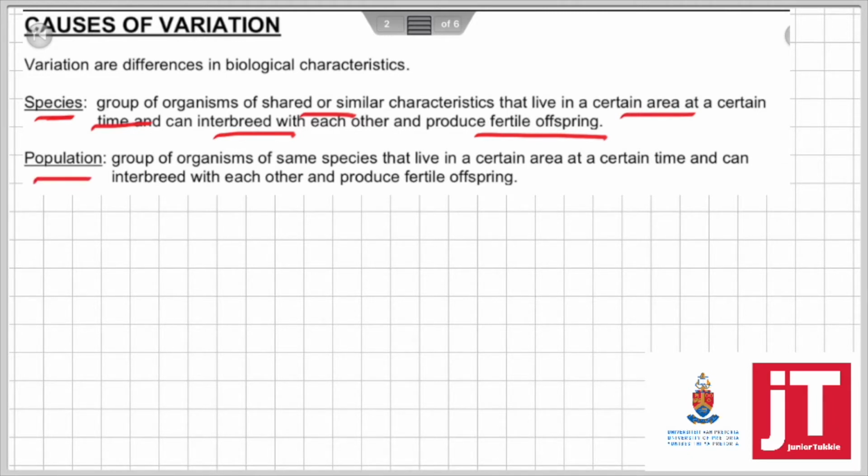Population. We are a group of organisms of the same species that live in a certain area at a certain time and can interbreed with each other and produce fertile offspring. Always make sure that you finish both these definitions with fertile offspring. Also have certain area, certain time, and can interbreed with each other. So these are important terms.